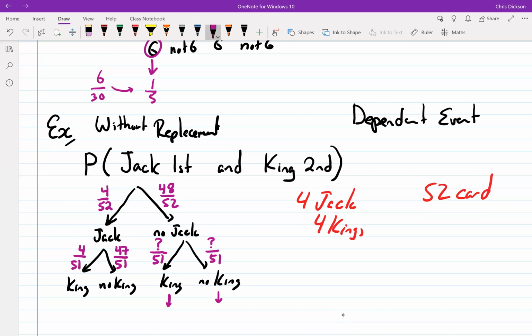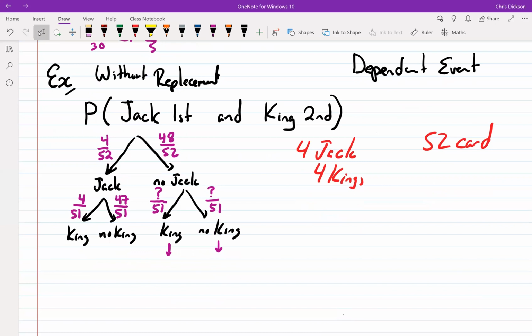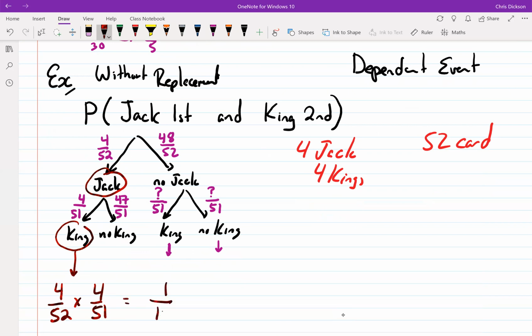So you might want to create a third branch at the top that talks about kings. But that's beyond the scope of what I want to test you on. So what I want to look at is the chance of getting a jack the first time, and then getting a king on the second time. So that's that branch there. That would be 4 out of 52 multiplied by 4 out of 51. Now we can reduce the first number to 1 out of 13 multiplied by 4 over 51, but that's as far as we can go.